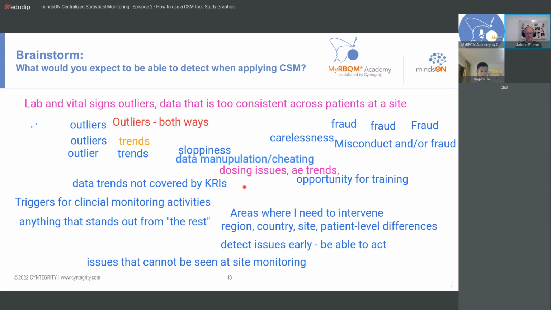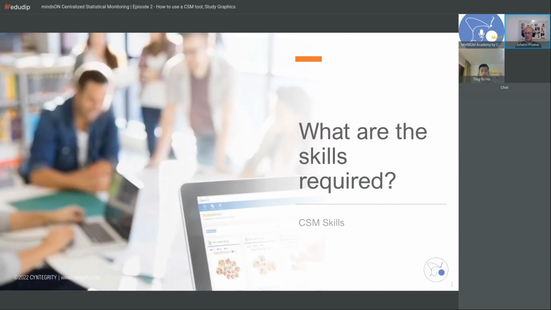Certainly data trends that are not covered by the key risk indicators could be triggers for clinical monitoring activities, in particular when you derive from centralized statistical monitoring that something looks weird at a particular site. And in such a case, you can then, of course, trigger a clinical monitoring activity. Anything that stands out from the rest is sort of the outliers. Detect issues early, is that the purpose of risk-based quality management, to detect potential issues early and then be able to act upon it? Yes, and CSM falls into the same category. And definitely issues that cannot be seen at the site monitoring activities because the monitors just don't see it. So really appreciate that. A lot of good examples of what one would expect by implementing CSM.